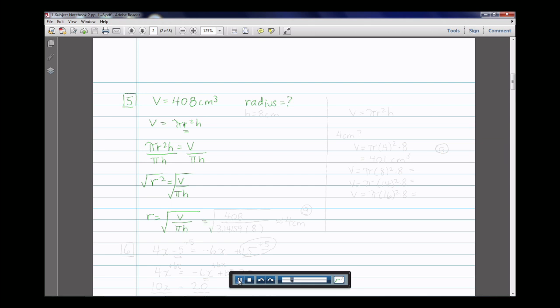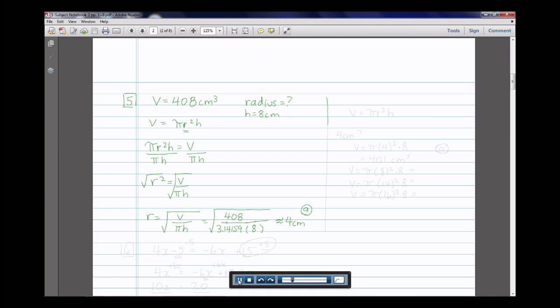So when you put in your numbers, they already said the volume was 408. Pi is 3.14159. You may only need 3.14, but there's more decimals there if you need. And the height that you were given was 8 centimeters. We forgot to write that up top. When you put that in your calculator and you work it out, then what you get is that the answer is approximately 4 centimeters. And so the answer there is A.